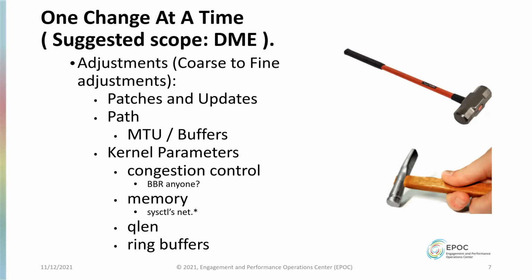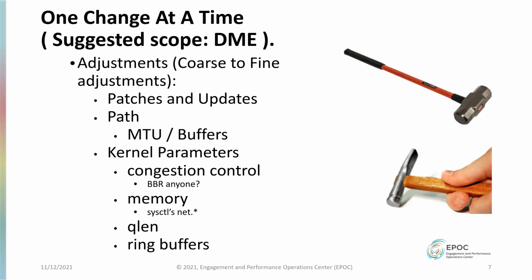Your path, know what's out there. I think we'd all be millionaires if we had a nickel for every time it was the MTU. Also, buffers. The buffers can be a massive problem. If you don't know your path and what's in the way, those buffers are going to bite. We're getting finer resolution as we go down here.